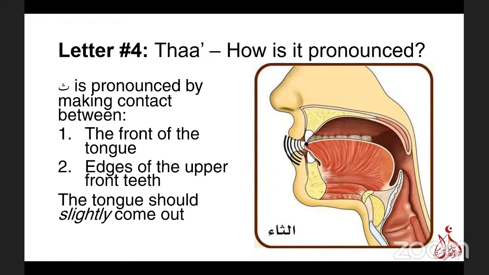So like I mentioned before, the tongue should slightly come out. It should not come out all the way, but the tongue should slightly come out to create the sound of the Tha. And we're going to come back to this, what happens if you do not do this.